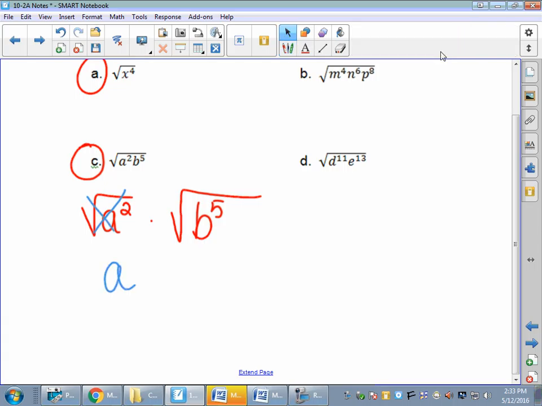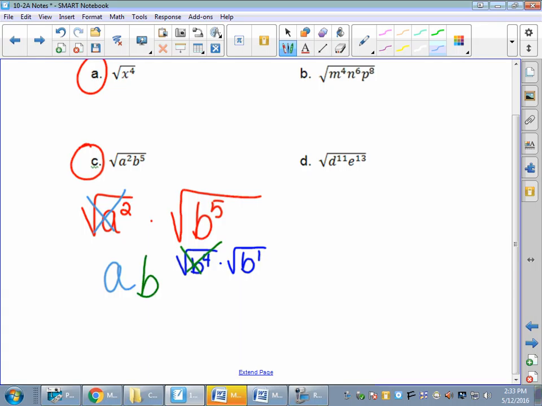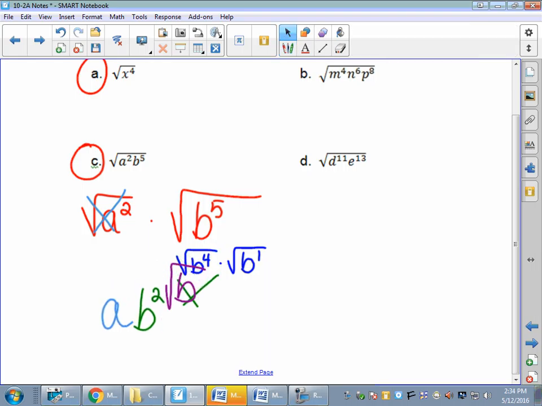B to the 5th we have to break down. Remember how I mentioned the variable has an even exponent? What if I asked you for b to the 4th times b to the 1st, both underneath the radical? Could you tell me the square root of b to the 4th? What times itself will give you a b to the 4th power? B squared. Can we do anything with a b to the 1st? Is there anything that's times itself that will give you a b? Nothing. So we have to keep that on the end of the answer. Let me move these guys down. It's a little crowded in here.